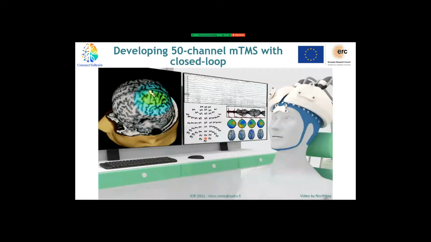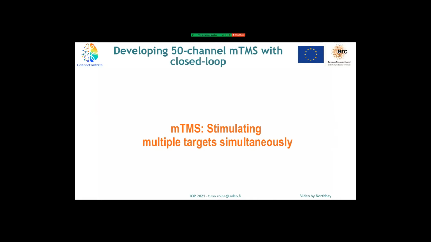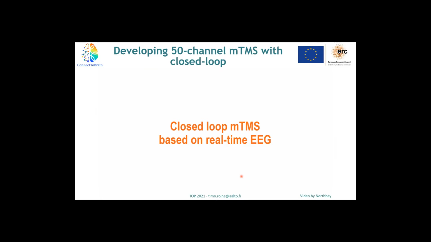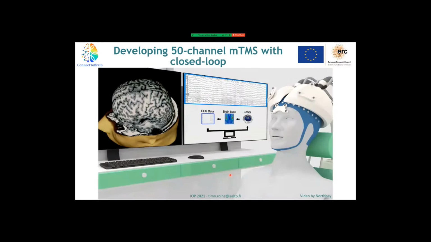Next, I will show this illustration by an artist of what the final system might look like. So here we first show the coil moving automatically, and now showing an example of stimulating multiple targets at a time. In addition, we can do closed-loop stimulation based on brain activity.